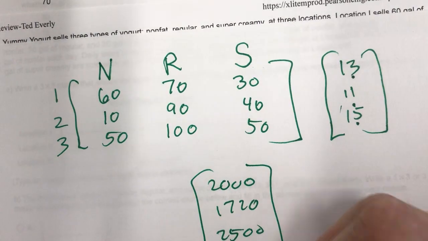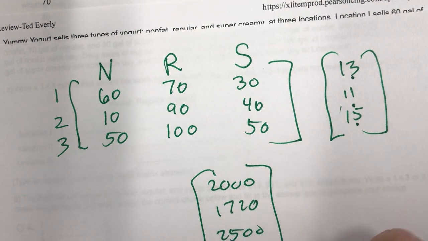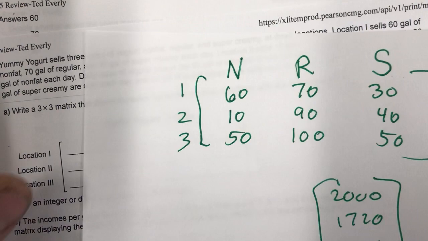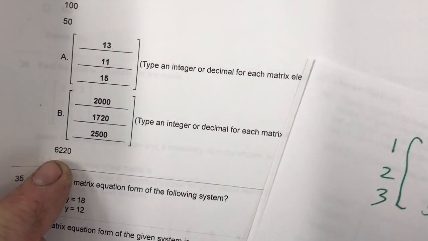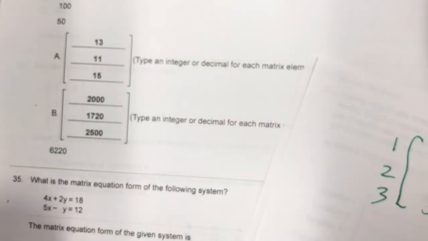And the last part says you add them all up. So it's going to be 2,000 plus 1,720 plus 2,500, which is 6,220. Let's see, where's the answer for that? Right there. Look at that, man. Yeah, baby, nailed it. I nailed it, man.